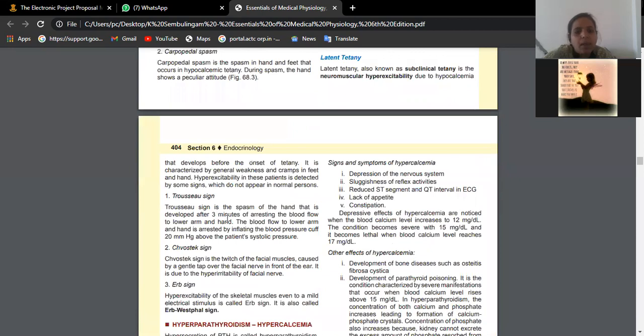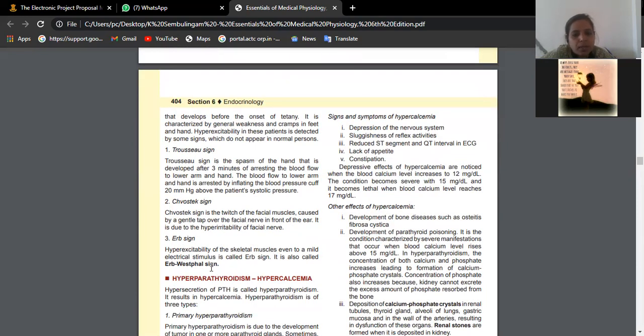Trousseau's sign is a spasm you find in the hand generally after 3 minutes of arresting the blood flow. Suppose you are checking the blood pressure and you have put on a cuff. You yourself will feel tingling and numbness in your hand, isn't it? That is nothing but Trousseau's sign. There is one more sign called Chvostek's sign, where there is a twitch in the facial muscles. This is all because of the non-availability of calcium for muscle contraction. You can also have Erb's sign, where there is hyperexcitability of skeletal muscles even to a small electrical stimulus.